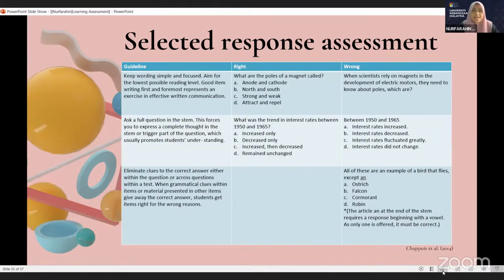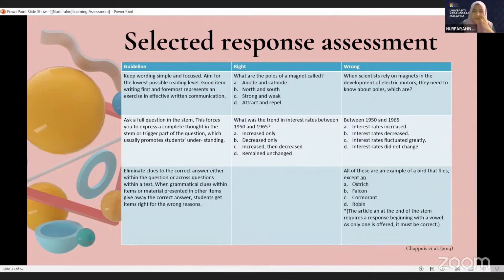Okay, this is some examples on designing selected response assessment. For example, you have to make sure that the wording of the questions is simple and focused. You must make sure that the language being used is at the lowest possible reading level, because you don't want your students to get confused or to not be able to understand the question because of language barriers, because of language issues.